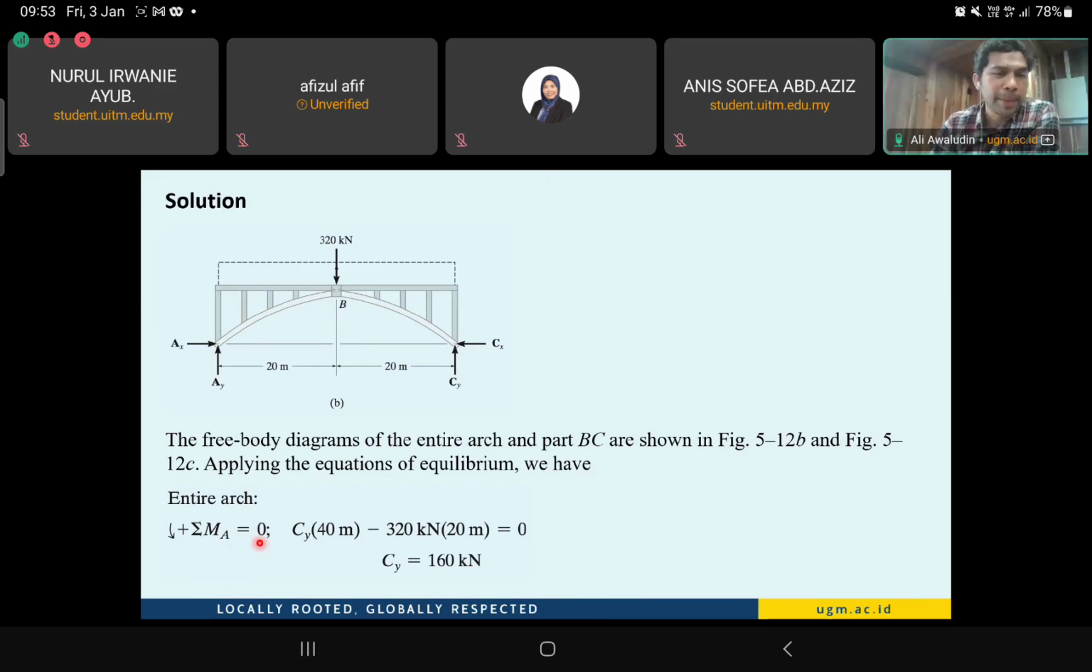Of course, because it is a pin support at A, we say the moment at A equals 0 because it's a pin support. Then we come up with the calculation of the equilibrium equation, where Cy, the vertical reaction at point C, is equal to 160 kilonewton. It is clear that because it is symmetrical, these vertical forces must be shared equally at point A and point C. So the vertical reactions Ay and Cy must be equal, and they are equal to 160 kilonewton.